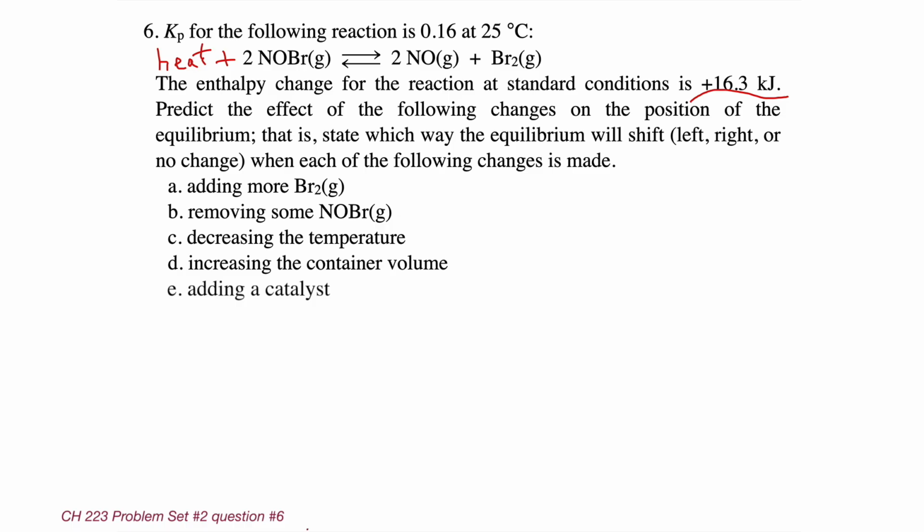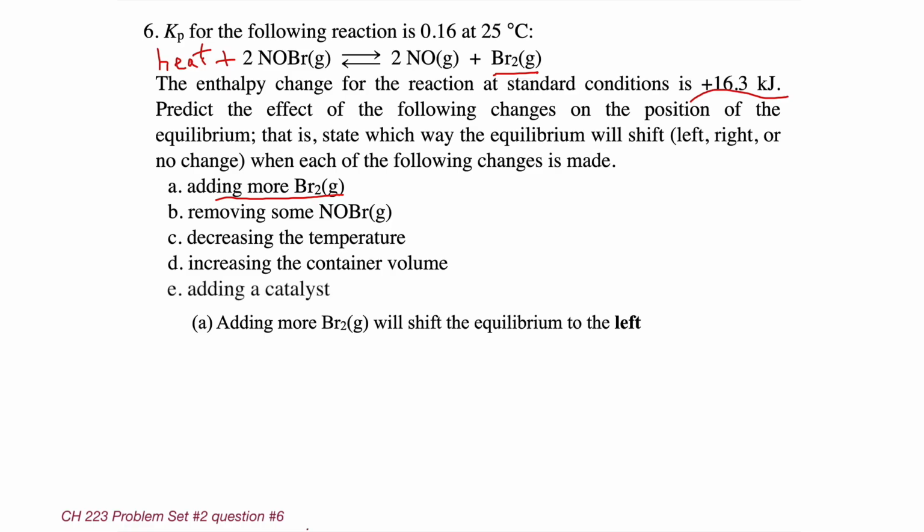The first one, we're adding bromine. Bromine is a product. So by Le Chatelier's principle, when you add, the reaction shifts to the opposite side. Bromine here is a product, so this reaction is going to shift to the reactant side. We would say that this reaction will shift to the left. Again, we added bromine, a product, so it's going to shift to the opposite side, the reactant side. That's why this is going to be a shift to the left.